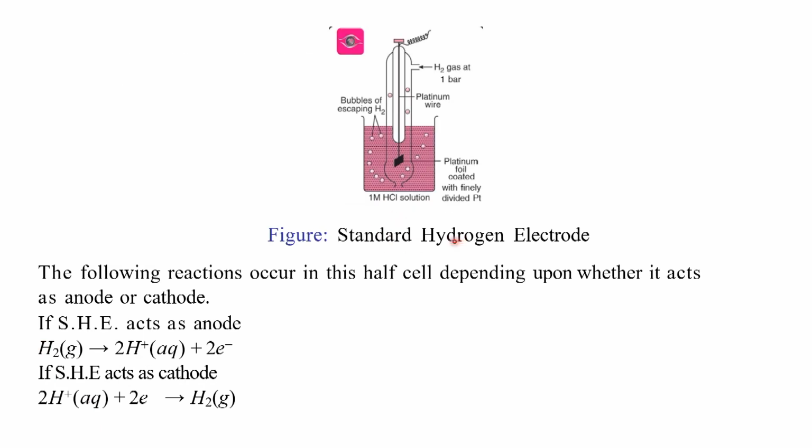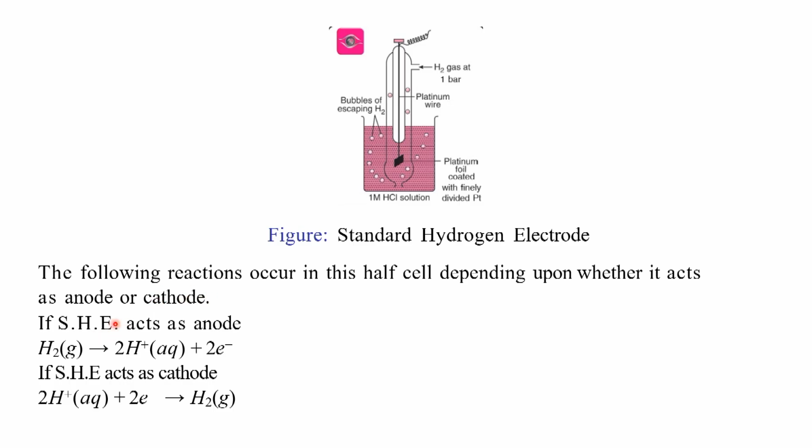So here it is, the standard hydrogen electrode. We have 1 molar HCl solution here, and a platinum wire is dipped into it, and then hydrogen gas at 1 bar is inserted here, and you get bubbles of escaping hydrogen, and we have a platinum foil coated with finely divided platinum here. The following reactions occur in this half cell depending upon whether it acts as anode or cathode.